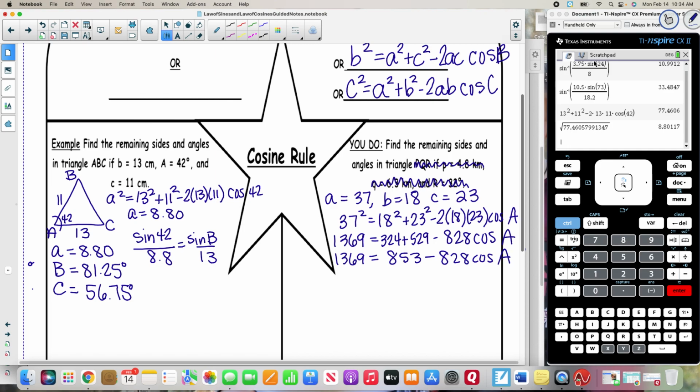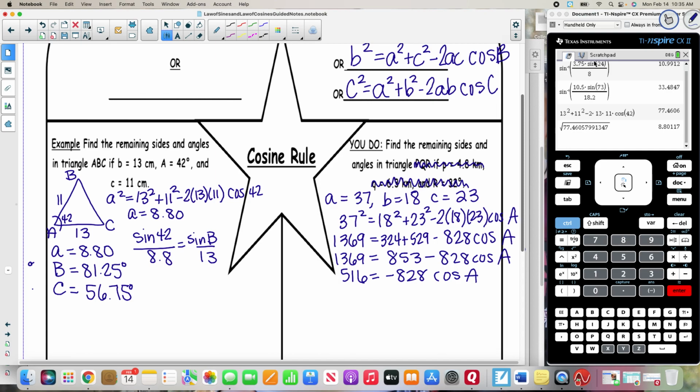Can you subtract these two numbers? No. That's no different than 853 minus 828x. We can subtract from 1369. So we need to move this 853 over. What is 1369 minus 853? 516. So 516 equals negative 828 cosine A.